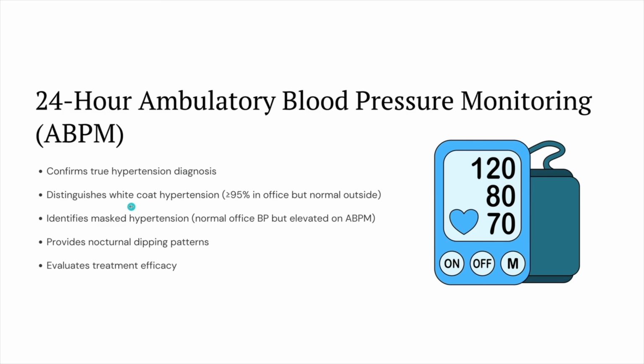There's an entity we call white coat hypertension. Basically, it means the patient will only have high blood pressure in the clinic, but it's normal at home. So the definition is blood pressure above the 95th percentile in the office, but normal outside. And another good thing about ambulatory blood pressure monitoring is to identify masked hypertension, which means they have a normal office blood pressure in your clinic, but it is elevated in the ambulatory blood pressure monitoring. It's important because some conditions like chronic kidney disease can be associated with masked hypertension.